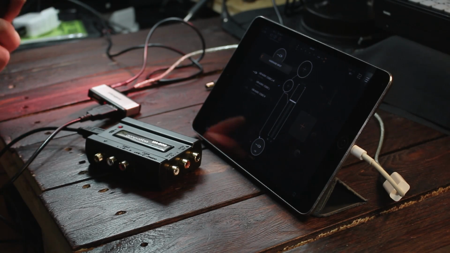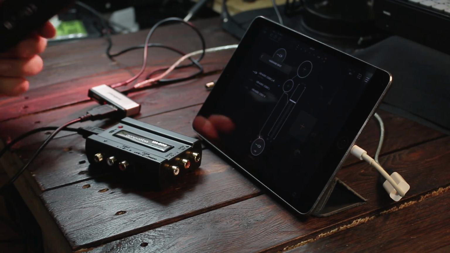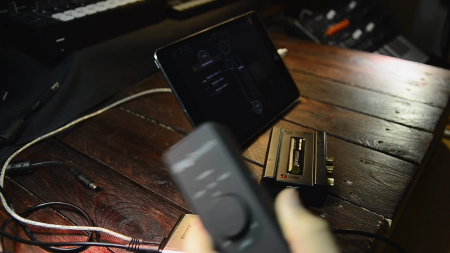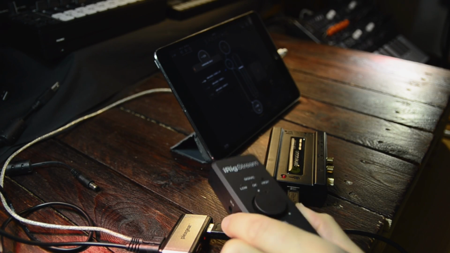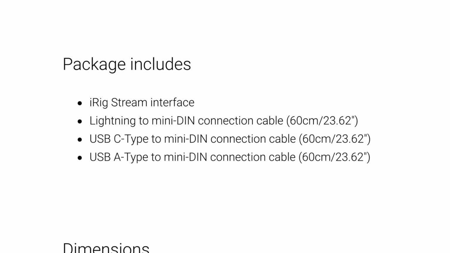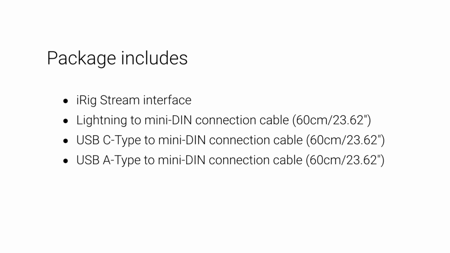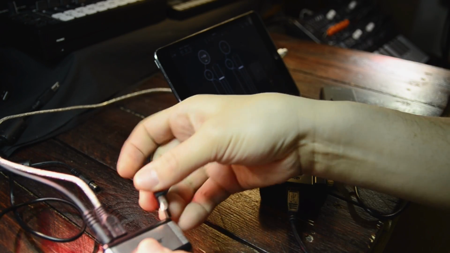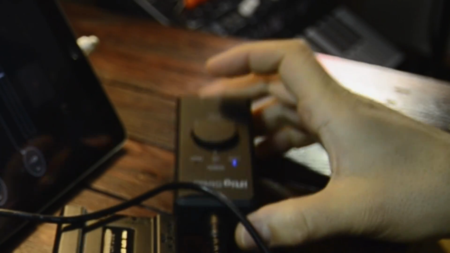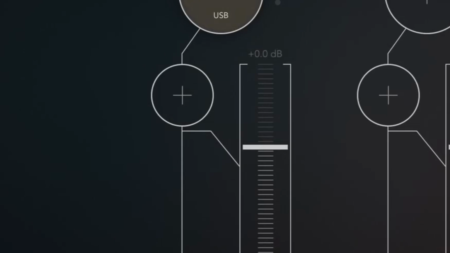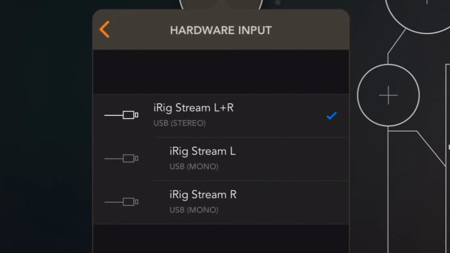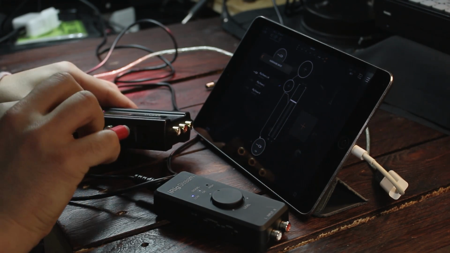Now, what I like with iK Multimedia is that they ship these devices of theirs with multiple types of cables. So this one comes with a USB-C cable, a lightning cable, and also a regular USB-A cable. So let's connect that into the hub. And let's see, it looks like it's running. Let's see here, hardware input, iRig Stream. And let's do our little test here with the signal.